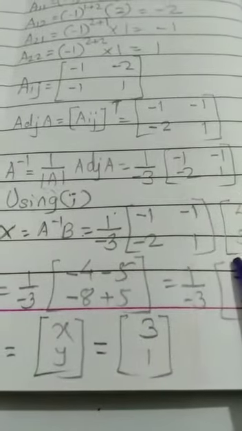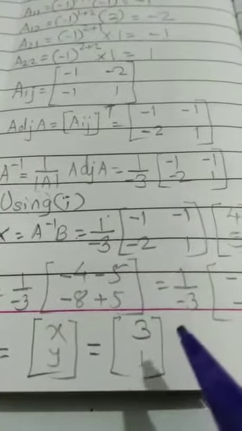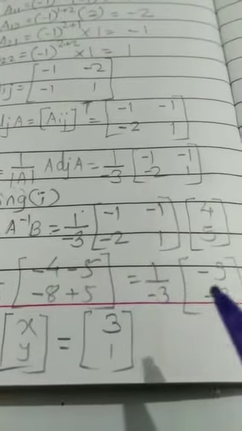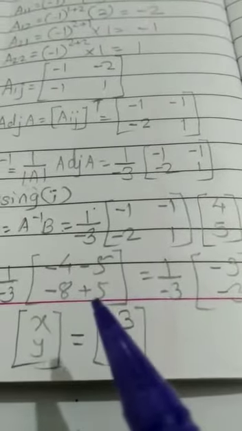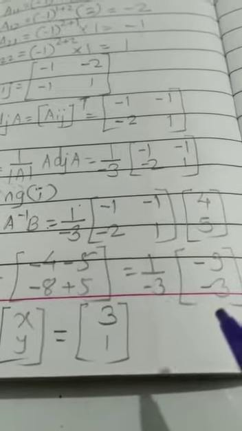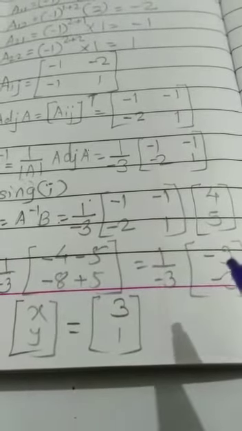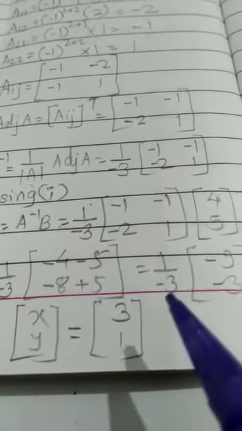First row, first column. Finished. Second row, first column now. Minus 2 into 4, minus 8. 1 into 5 will give you 5. Just this is second row, second column. Minus 4, minus 5, minus 9, minus 8 plus 5, minus 3. Dividing by minus 3, we will get 3 here, and dividing by minus 3, we will get 1 here. By equality of matrices, we will say that x equal to 3 and y equal to 1.